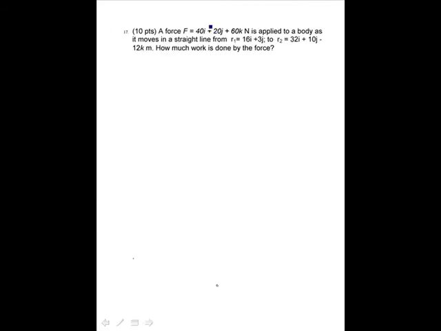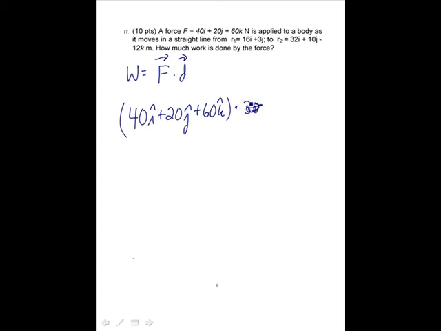A force is applied to a body as it moves in a straight line, and I want to know what work is done by the force. Work is equal to F dot D, the force dotted with the displacement. My force is 40i plus 20j plus 60k, dotted with 32 minus 16 in the i direction, plus 10 minus 3 in the j direction, plus minus 12 minus 0 in the k direction.